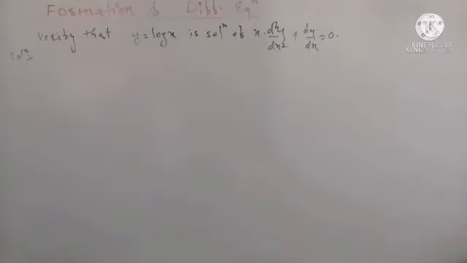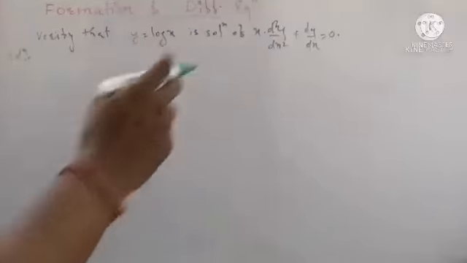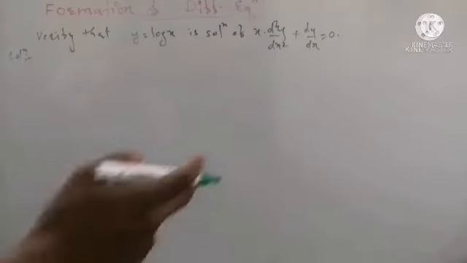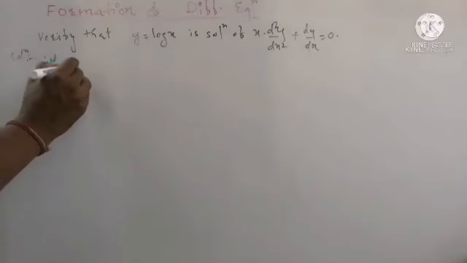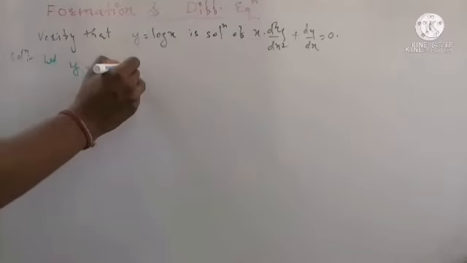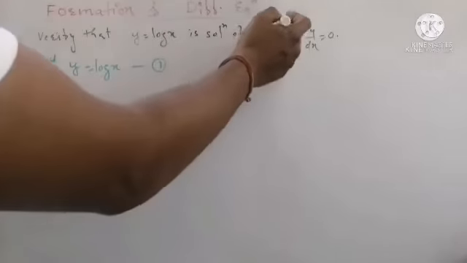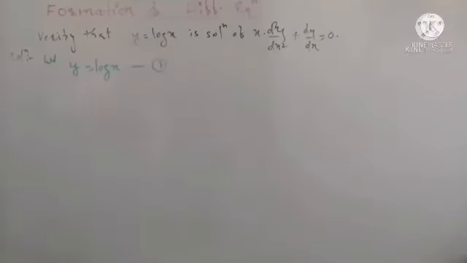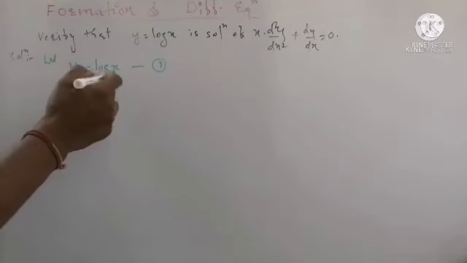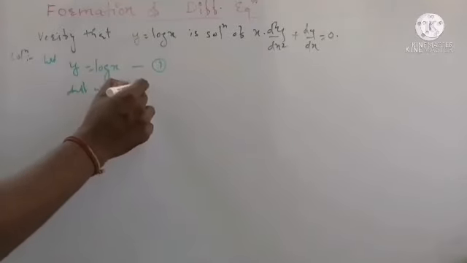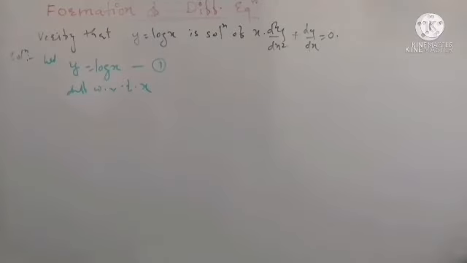Verify that y is equal to log of x is a solution of the given differential equation. In such types of examples we form a differential equation from the given algebraic expression. As in this example we are given y is equal to log of x. Now from this algebraic expression we have to form a differential equation of order 2, as there is a d square y by dx square. So we take the derivative twice of this algebraic expression, though it doesn't contain an arbitrary constant.